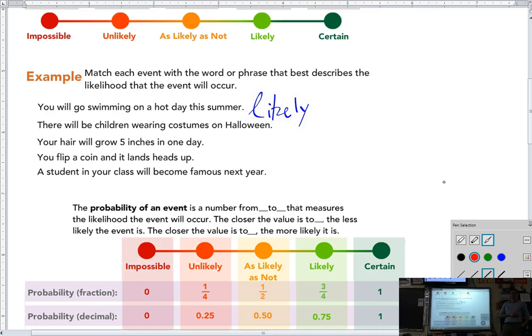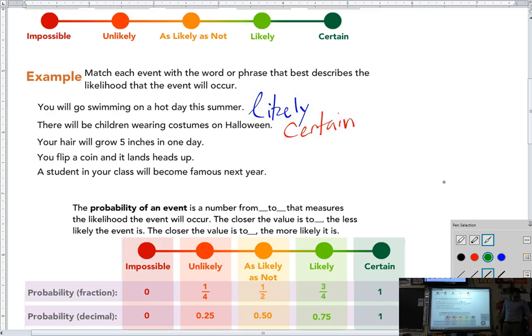I did certain. If we're just talking about there will be children, it's not telling us who, it's not telling us where, it's just anywhere, any kid. I would actually go ahead and call this one certain. Now you don't have to. You can disagree. You could say there might be a Halloween where nobody decides to dress up, but I don't believe that's going to happen. I think if I go out on Halloween, I can find a kid dressed up in a costume.